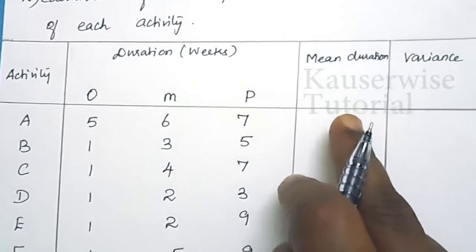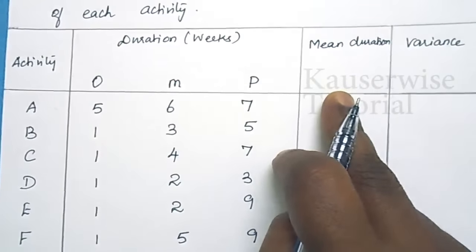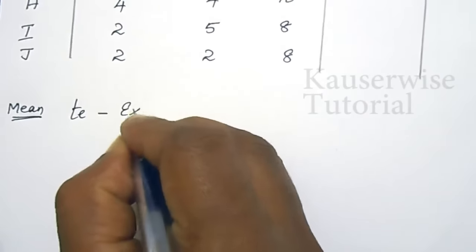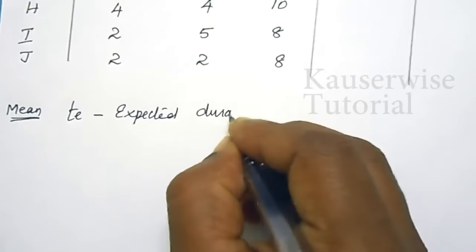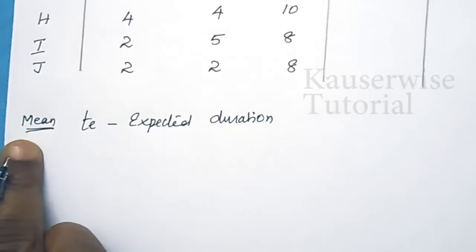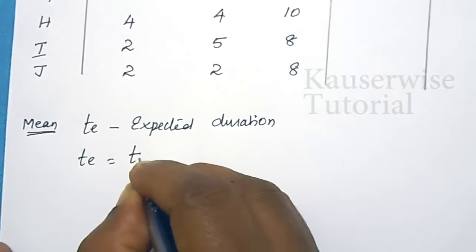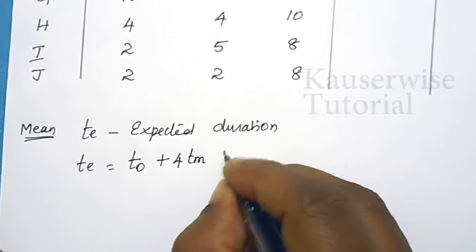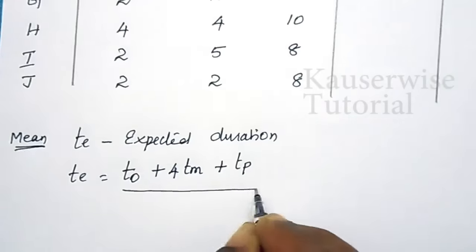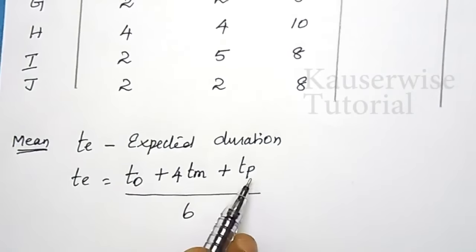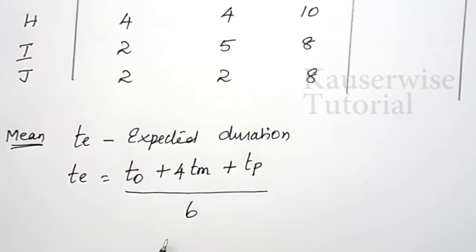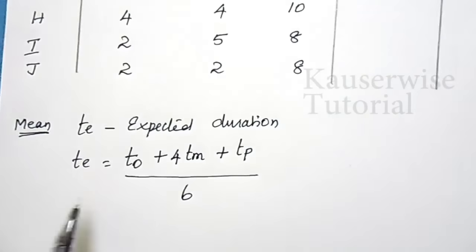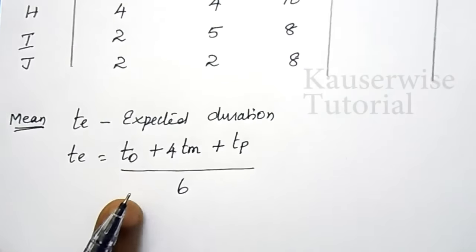In order to calculate mean duration, that is average, we need to use one formula for mean, that is TE. TE stands for expected duration. Expected duration means mean duration. TE is equal to optimistic time plus 4 times the most likely time plus pessimistic time, divided by 6. Optimistic time, pessimistic time and 4 times the most likely time total together 6. So with this formula you can find the average, that is expected duration, that is mean duration. So this is the formula to calculate the expected duration for each and every activity.